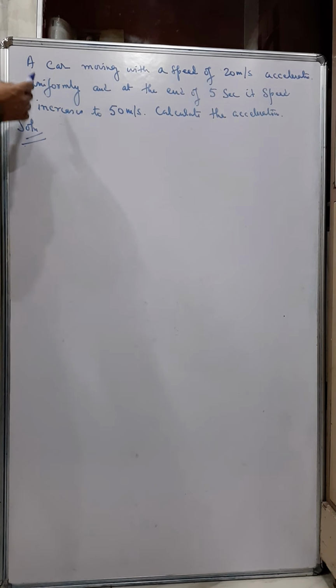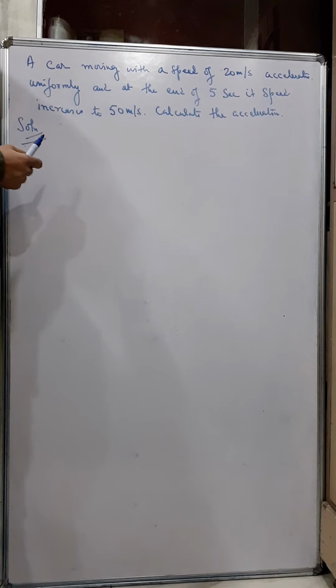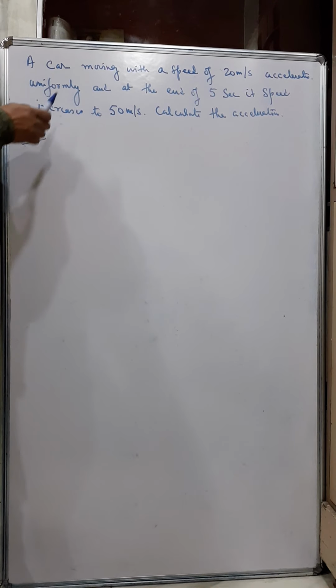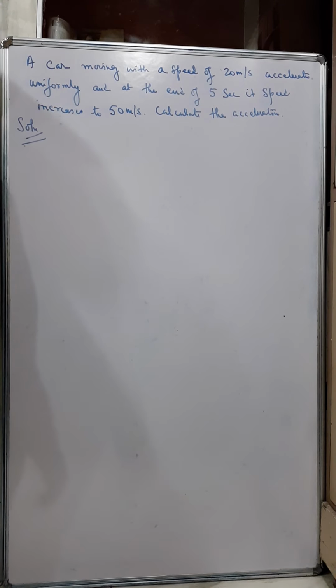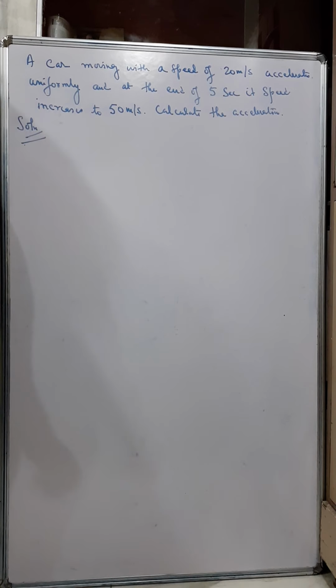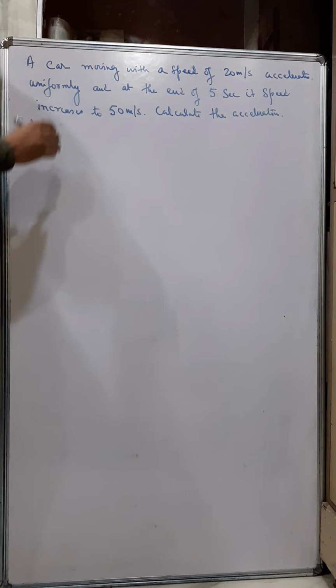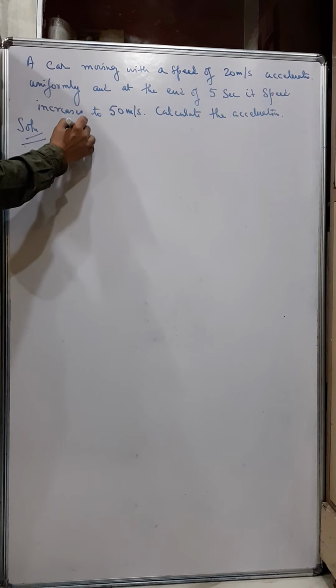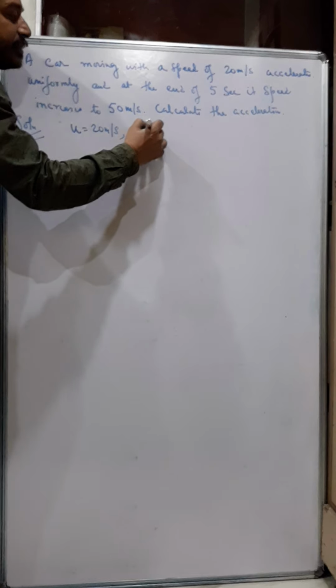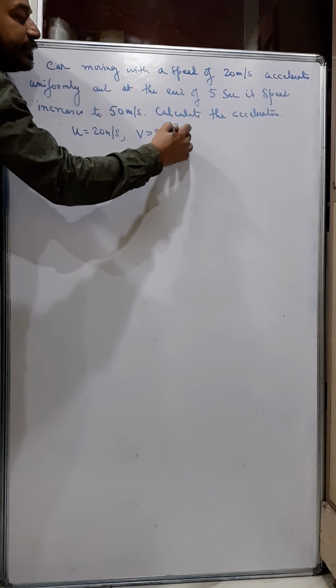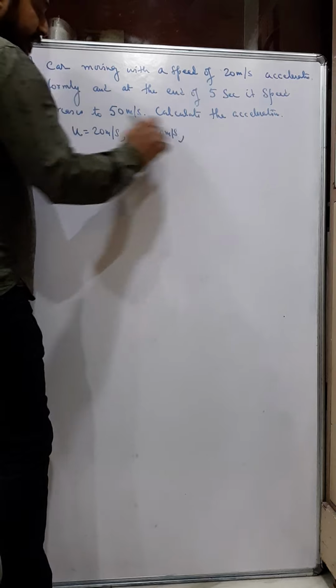It is said that a car moving with a speed of 20 meter per second accelerates uniformly, and at the end of 5 seconds its speed increases to 50 meter per second. Calculate the acceleration. Now first of all we should plot. Here the initial velocity is 20 meter per second. The final velocity is 50 meter per second. And the time taken from reaching 20 to 50 is how much? It is 5 seconds. Right?